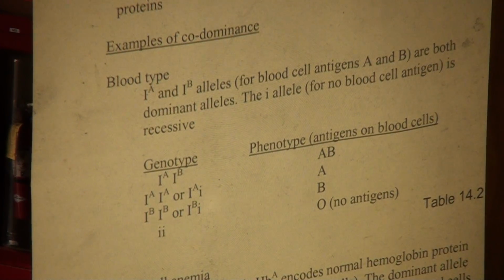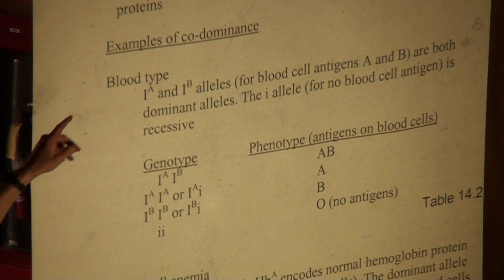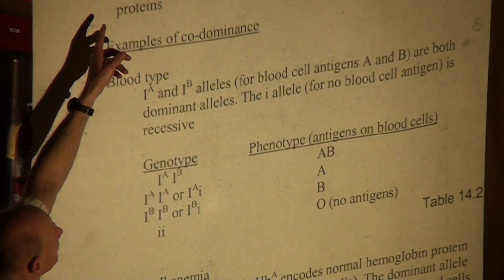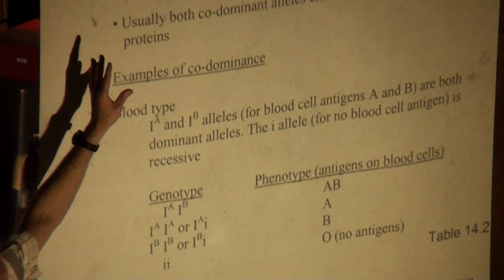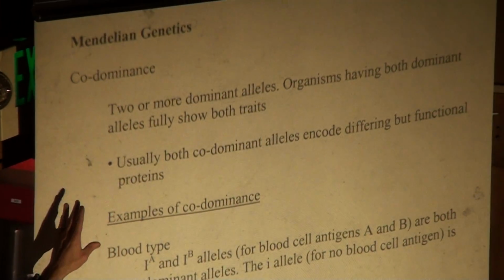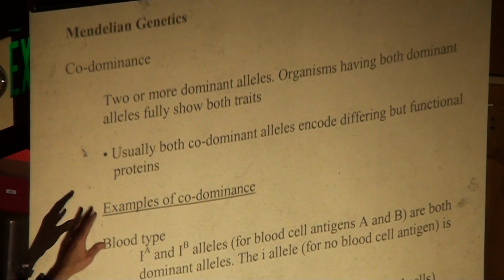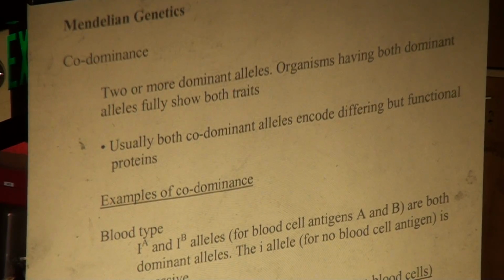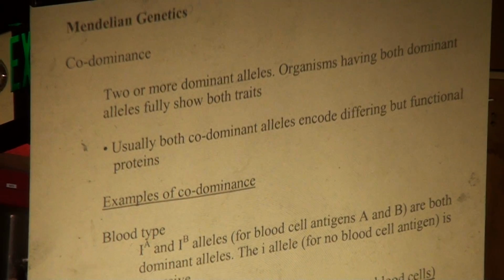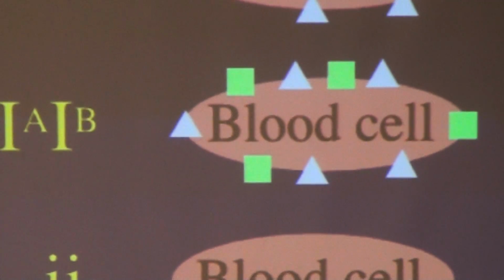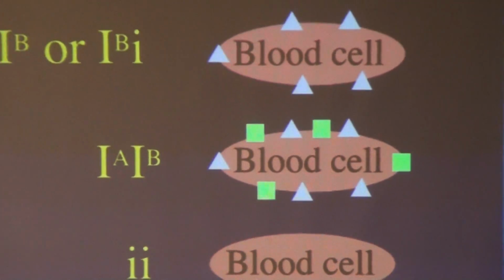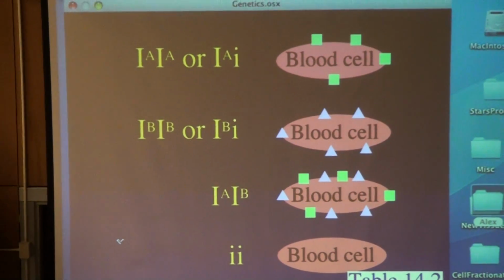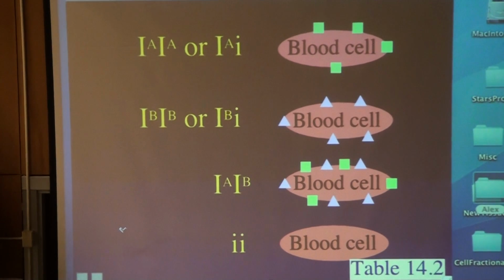All right, and maybe I should get back up here. Notice that this meets the definition of codominance. There's more than one dominant allele, and organisms that have both dominant alleles will fully show both traits. And that's what we're seeing here. Both the A antigen and the B antigen are simultaneously present, so they're fully showing both traits. That is codominance.